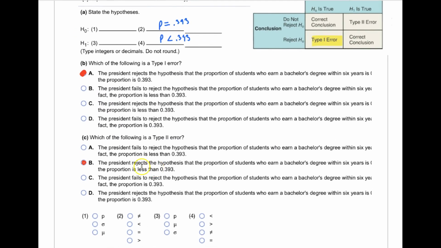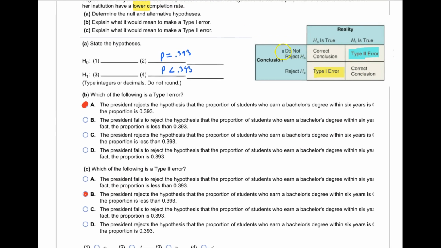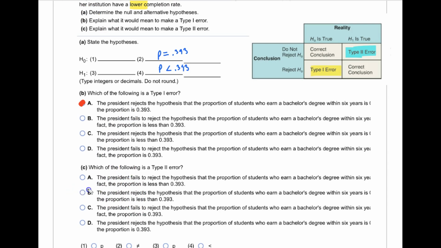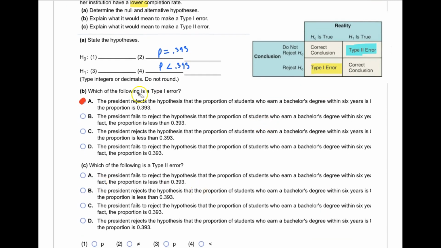What is a type 2 error? Looking at this one here, a type 2 error is when you do not reject the null hypothesis, but H1 is true. So in this case, the answer should be the president, not this one here, not D. The answer would be that the president fails to reject the null hypothesis when the proportion is actually less than, and so that would be this one here, that it's less than 0.393.